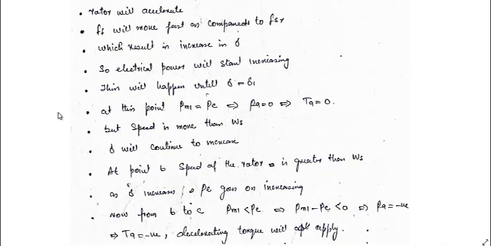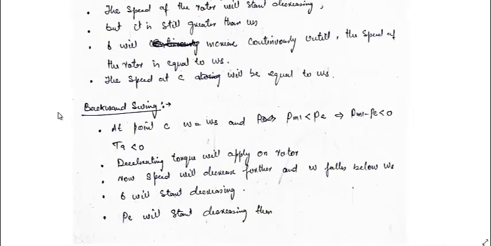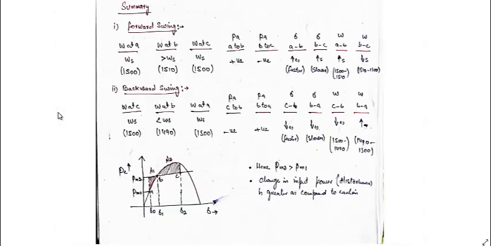This is the same explanation which I have told you, forward swing, backward swing. Let us try to discuss the summary. Forward swing: the speed of the rotor at point A will be the synchronous speed, let us say it is 1500 rpm. Speed at B will be greater than synchronous speed, let us say it is 1510 rpm. Let us say it is point B.